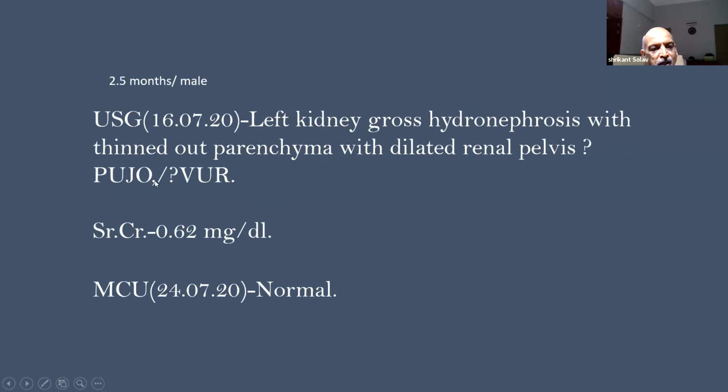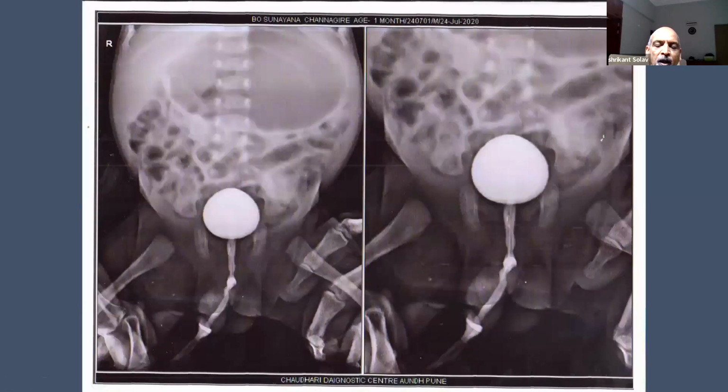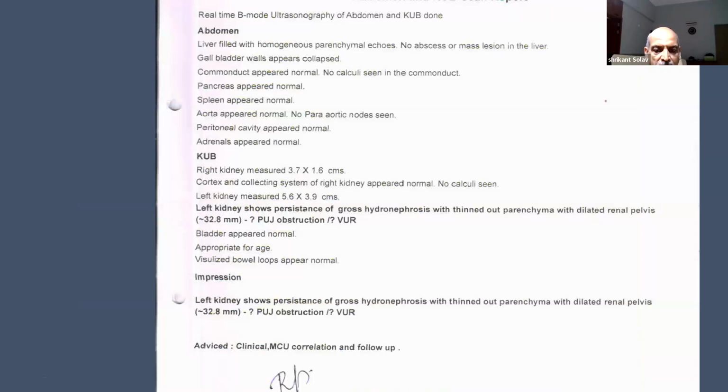The ultrasound said either PUJ or reflux. Creatinine was normal, MCU was normal, so it had ruled out reflux here. And that's the ultrasound, question mark PUJ.